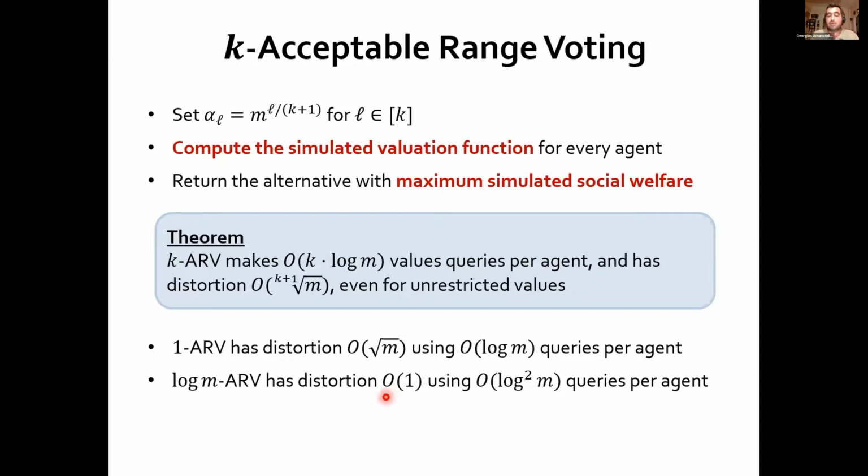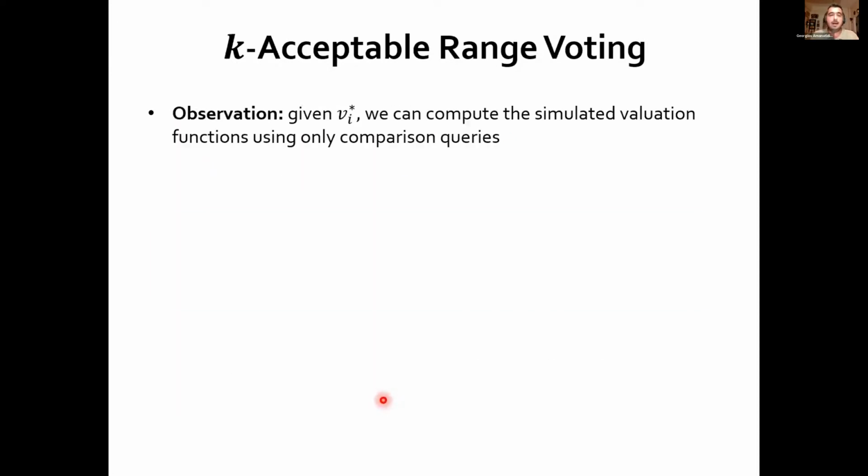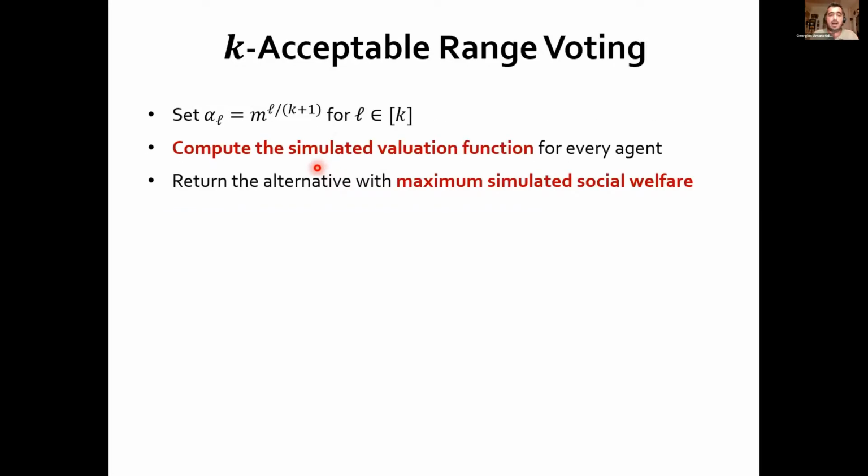Now, there's also another cool thing about that. Well, the main observation here, and this is the part where I'm coming back to comparison queries, is that if we know VI star, then we can compute the simulated evaluation functions only by comparison queries. So let's go back, right?